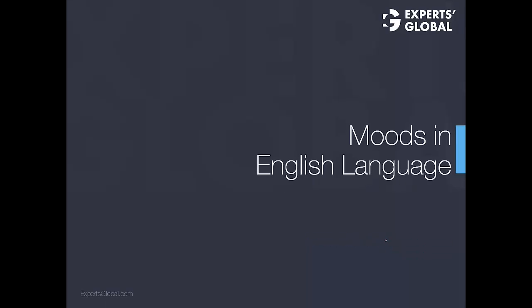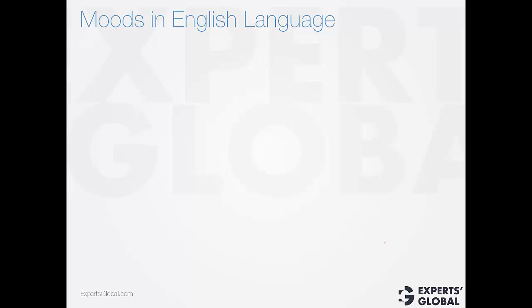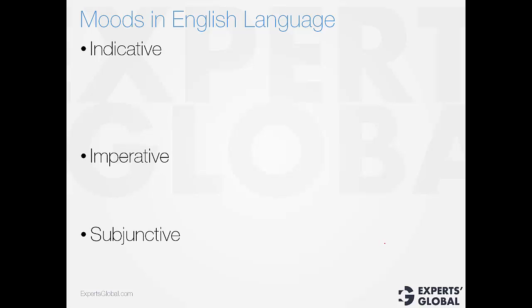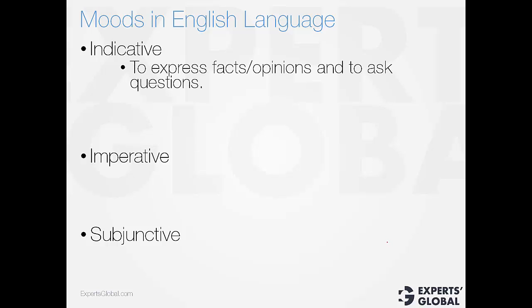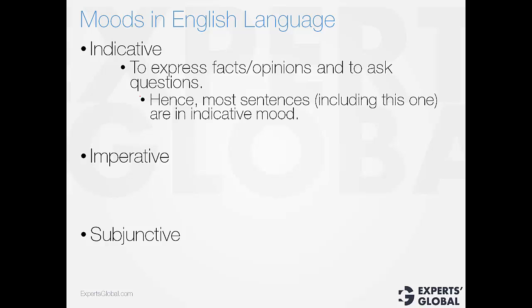To begin with, moods in the English language. Subjunctive mood is only one of the three moods. The moods are indicative, imperative, subjunctive. Indicative mood is the most common mood in the English language as it expresses facts, opinions, and it is also used to ask questions. The sentence itself is an indicative mood.